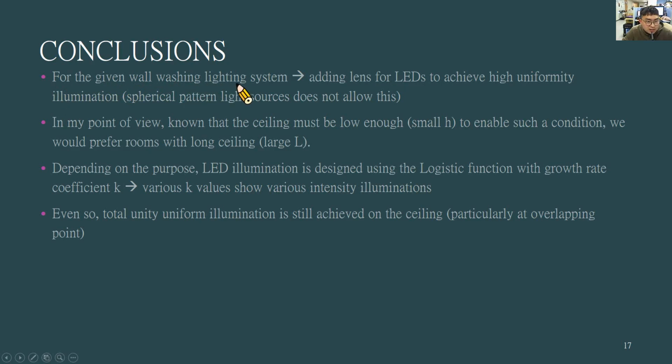For the given wall washing lighting system, we use the addition of lens for LEDs to achieve high uniformity illumination, because as we all know, spherical pattern light sources will not work at all. And this is my personal point of view, because we know that the ceiling must be low enough to enable such a condition. We would prefer rooms with long ceilings. So the L should be large enough. And depending on the purpose, LED illumination is designed using the logistic function with growth rate coefficient K, and the various K values show various intensity illuminations, so the characteristics would be different as well. And even so, the total uniform illumination is still achieved on the ceiling, and particularly at the overlapping point, which is at the center of the ceiling.